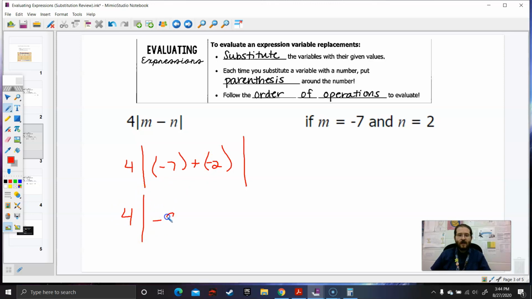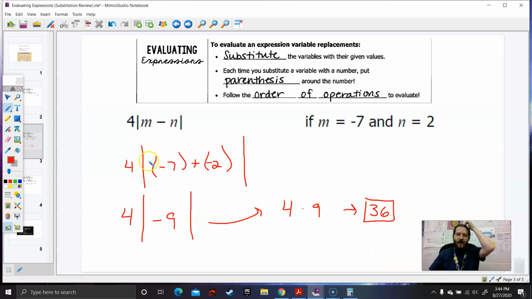All right, so we have negative 9. The absolute value of negative 9 is positive 9. So 4 times 9, what do we get? We get 36. Okay? So you treat this part as a group in itself. Okay? And then you just follow everything.